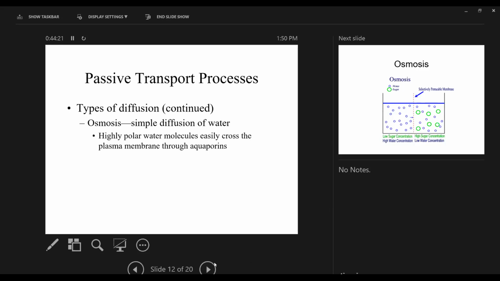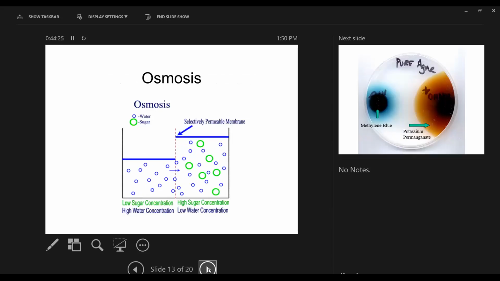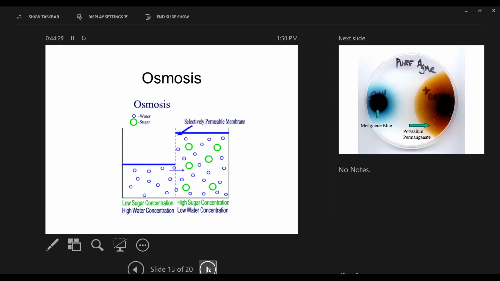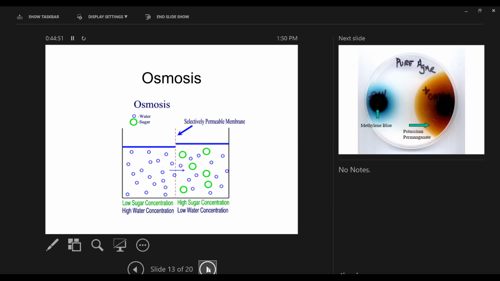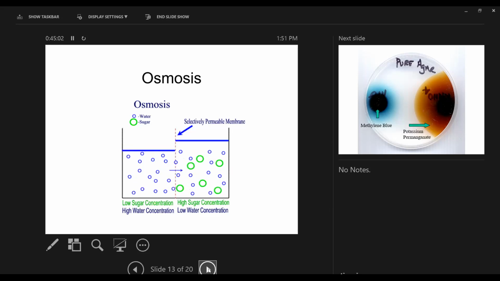For example, here we see a beaker with a membrane in the middle. On one side of the membrane, we have a solution that is mostly water with a little bit of sugar. So it says low sugar concentration, high water concentration. Let's say it is 10% sugar on the left-hand side, which means it's 90% water. That would be a low sugar concentration. The other side of the membrane is 90% sugar and 10% water.